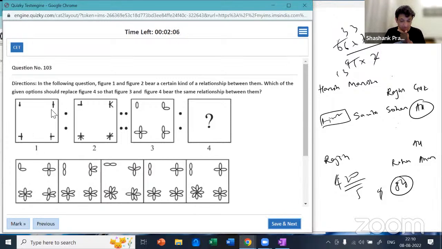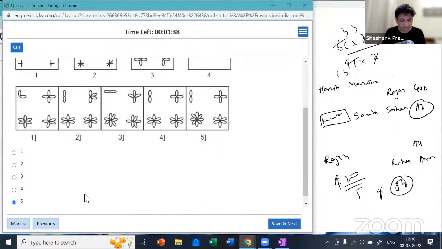Okay, so 1 becomes 2, 2 becomes 4, double, 6. So 1 should become 2. Okay, orientation, I don't know. 2 should become 4. Very good. 3 should become 6. So 1 is out. Only 1 is out. 4 should become 8. 1, 2, 3, 4, 5, 6, 7, 8. I think this is the one. 5th is the only one.